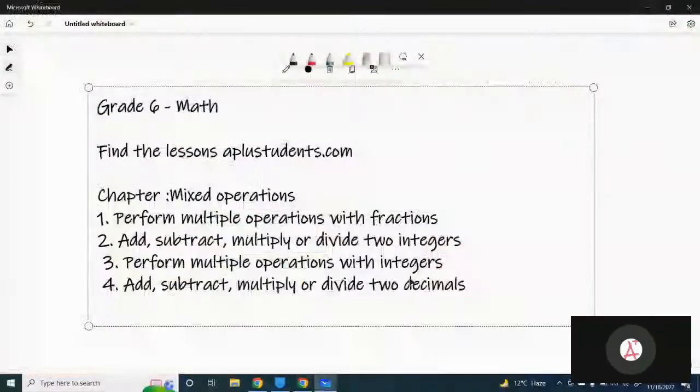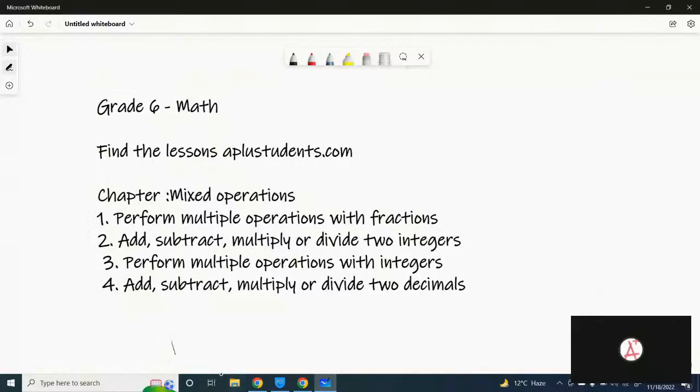Okay, so we're going to start with grade 6 maths. You can find it on aplusstudents.com. You have to log in there using your email address and password as provided by the administrator. Then you have to select maths from the subject tab. Go to grade 6 maths and find the chapter mixed operations. So we're going to start with the chapter mixed operations.